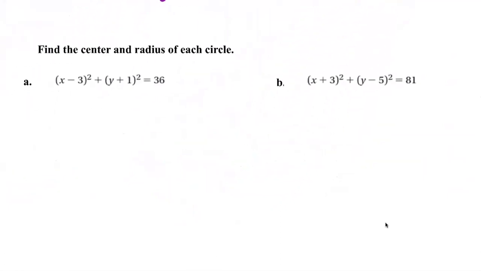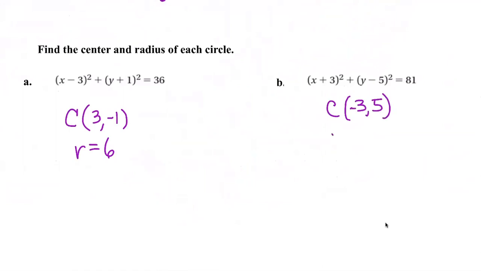Okay, and then just for practice, go ahead and write down what your answers are for A and B. Pause for a second, write them down. Okay, and then your answers should be the center is at 3, -1. The radius is 6. For the second one, the center is at -3, 5. And the radius is 9.